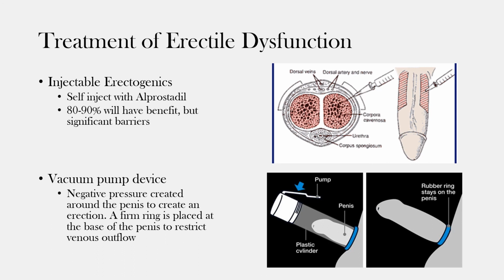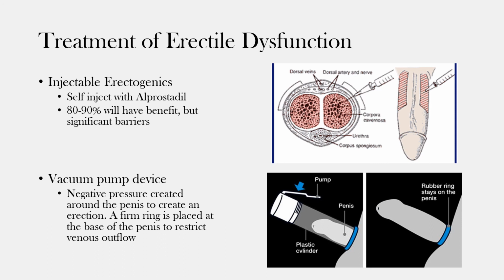Then, if those don't work, we suggest vacuum pump devices. These can be very effective and they're pretty cheap to use. So the vacuum pump, if you look at this picture, goes over the penis itself. It's a plastic cylinder and it causes negative pressure. You pump it and it draws blood into the penis, causing it to erect.